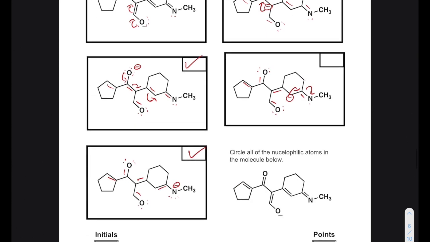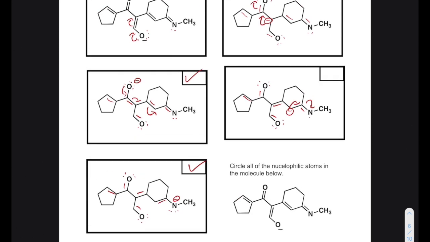When it comes to the most nucleophilic atoms, we already really solved this. It's all the sites where the negative charge was localized. This is where the molecule is nucleophilic.